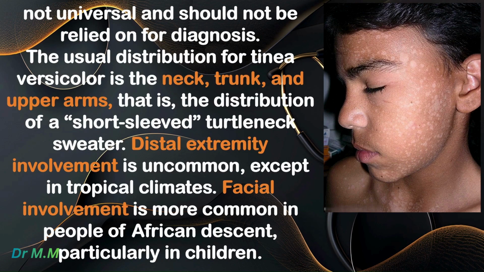The usual distribution for tinea versicolor is the neck, trunk, and upper arms, that is, the distribution of a short-sleeved turtleneck sweater. Distal extremity involvement is uncommon, except in tropical climates. Facial involvement is more common in people of African descent, particularly in children.